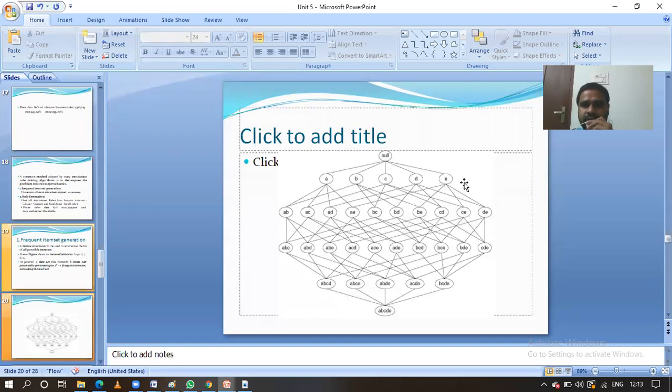In the first level we have the one item sets. In the second level we have the two item sets. Different possibilities: AB, AC, AD, AE. Next, starting from B: BC, BD, BE. Starting from C: CD, CE. Likewise D. This is the two combination. Likewise, the three combination item sets, that is ABC. Likewise, four combination. Finally, what is the last one? The five combination is ABCDE.